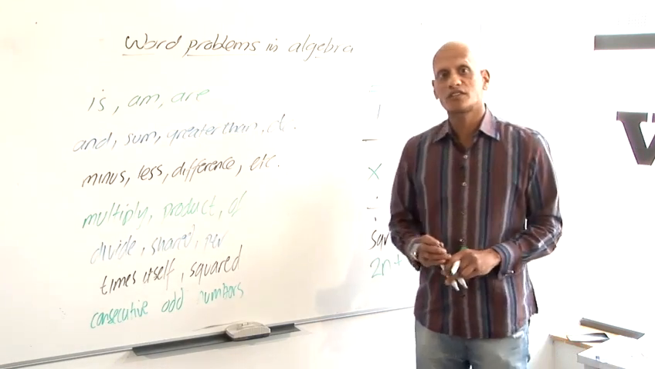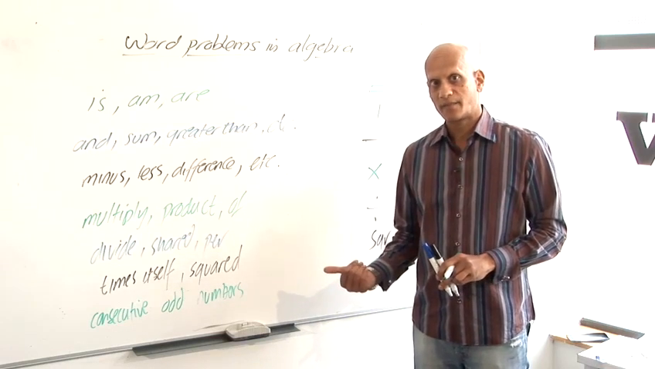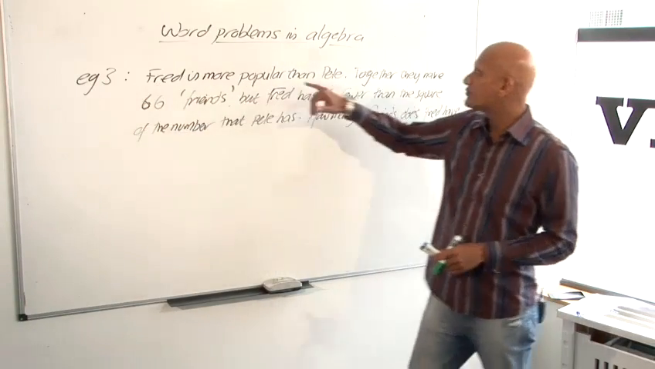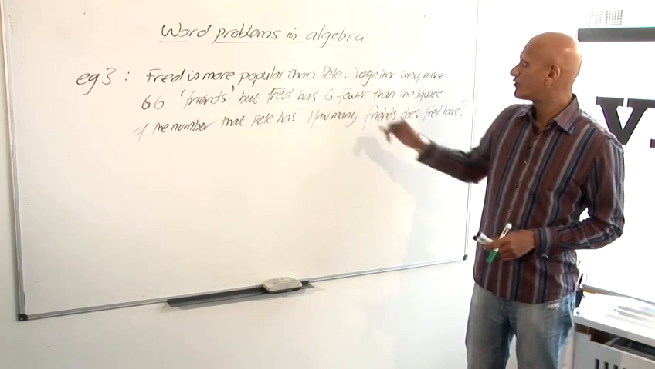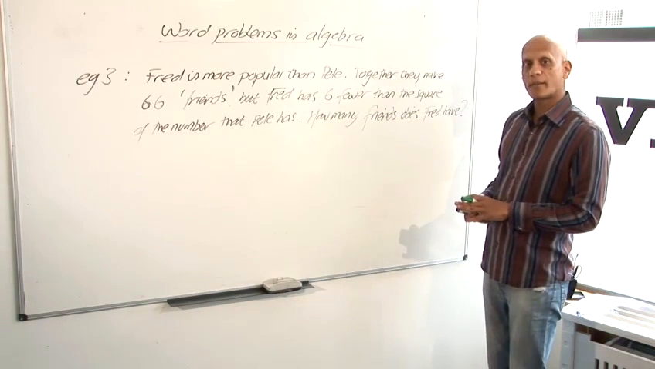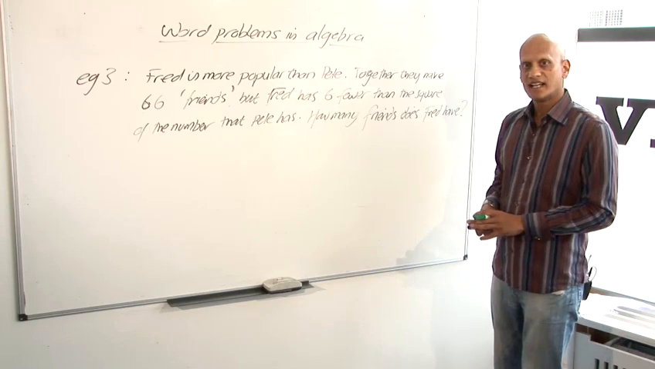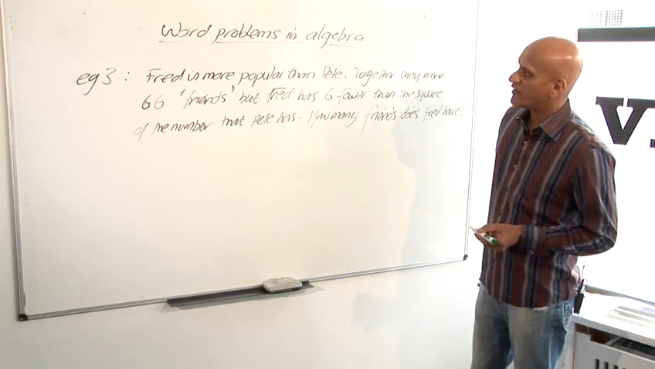Okay, so let's move on to some examples where the question is written in English and we have to convert it into mathematical equations before we can solve it. So, slightly more involved example this time. Fred is more popular than Pete. Together they have 66 friends. Fred has 6 fewer than the square of the number that Pete has, and we need to find out how many friends Fred has. So this is slightly more complicated, so I'm going to start off by defining some variables.